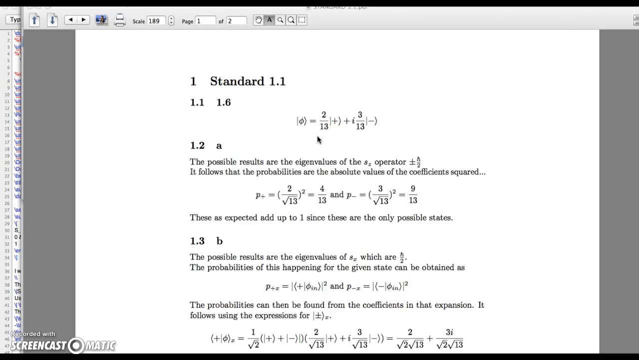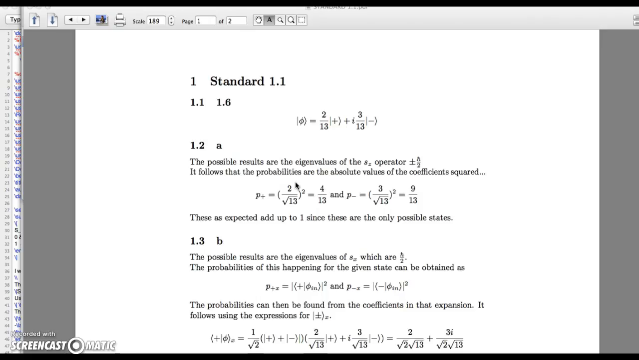So the possible results of the measurement of the spin component S sub z are the eigenvalues of the S sub z operator, which are plus or minus h bar over 2. Then it follows from this that the probabilities are the absolute values of the coefficients squared.